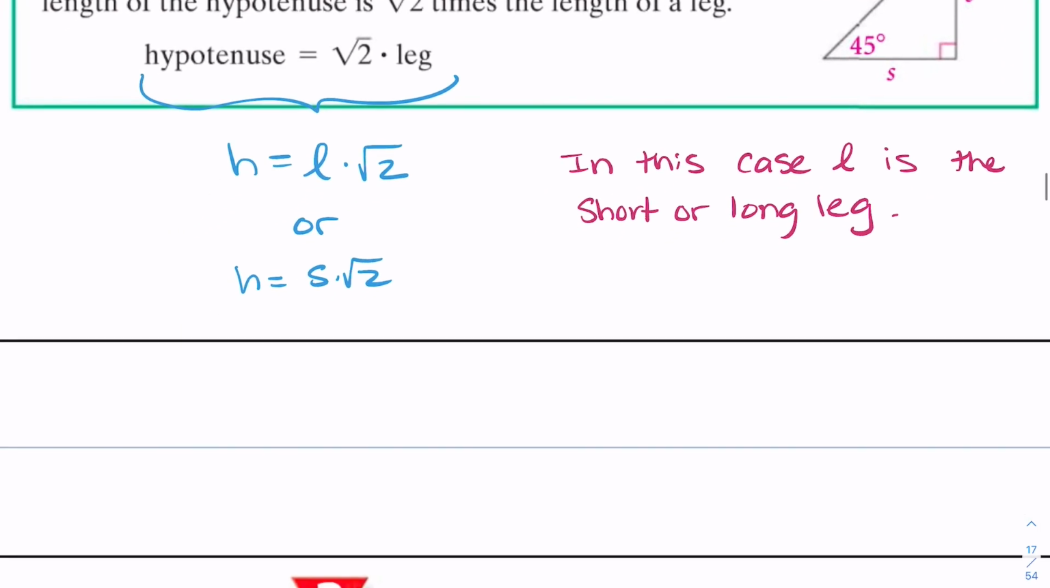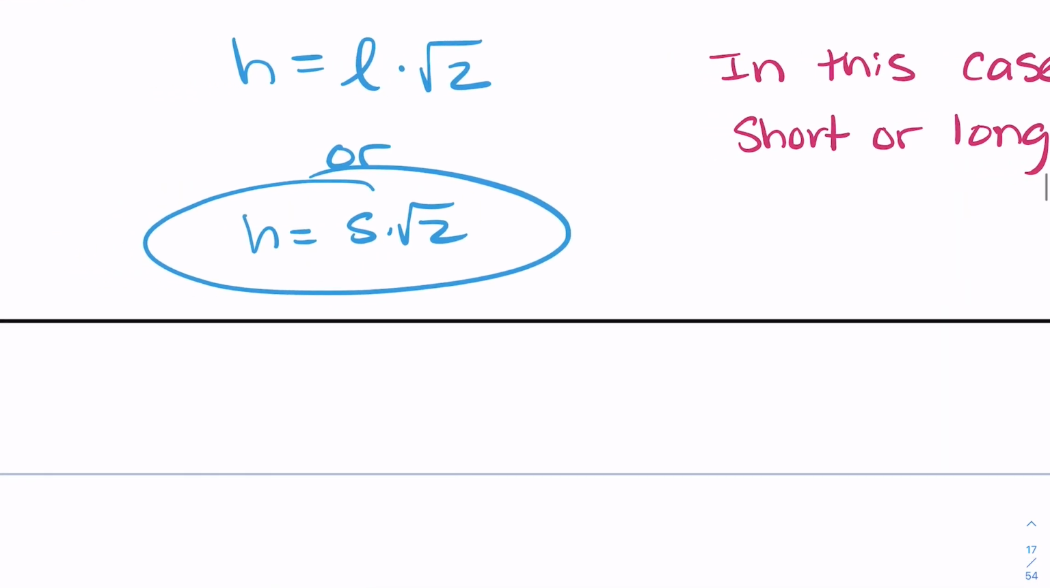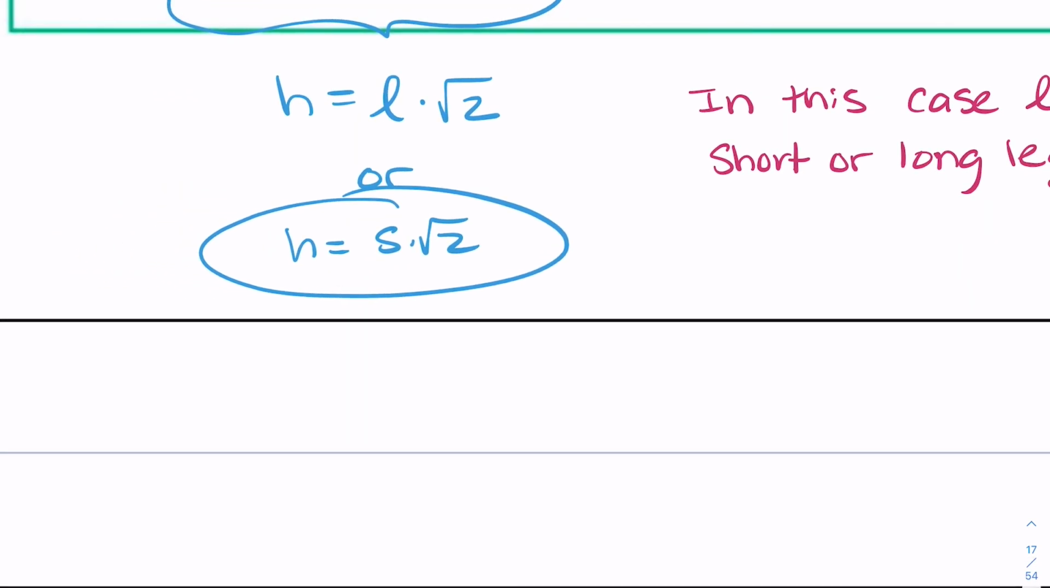So let's use this one. L meaning leg, but S meaning short leg, because they're both the same thing. So H equals S times the square root of 2.